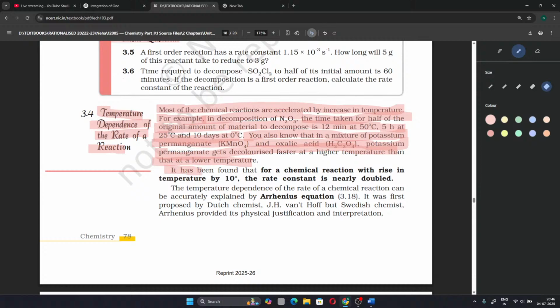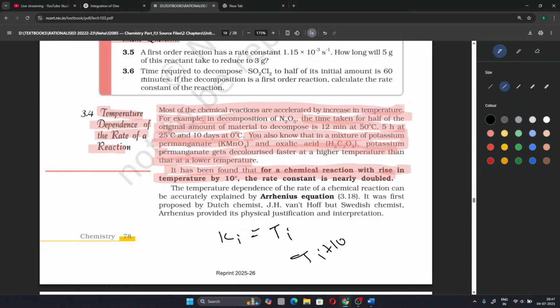Generally, it has been found that for a chemical reaction with a rise in temperature by 10 degrees, the rate constant is nearly doubled. This is an important statement. If K initial is at T initial, then K at T initial plus 10 equals 2 times K initial.